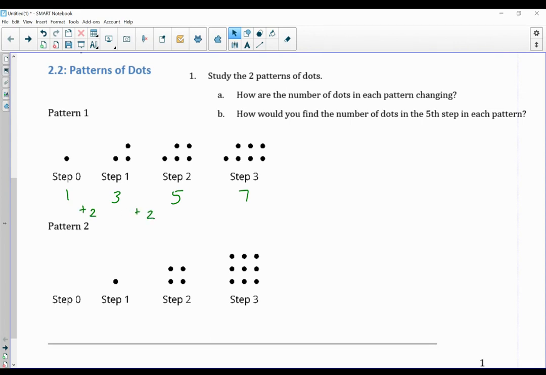I also noticed that the step number is also related to how many rows of 2 dots it has. So it has 1 row of 2 dots. Here it has 2 rows of 2 dots. Here it has 3 rows of 2 dots. And then each time it just has an extra dot here in the front.